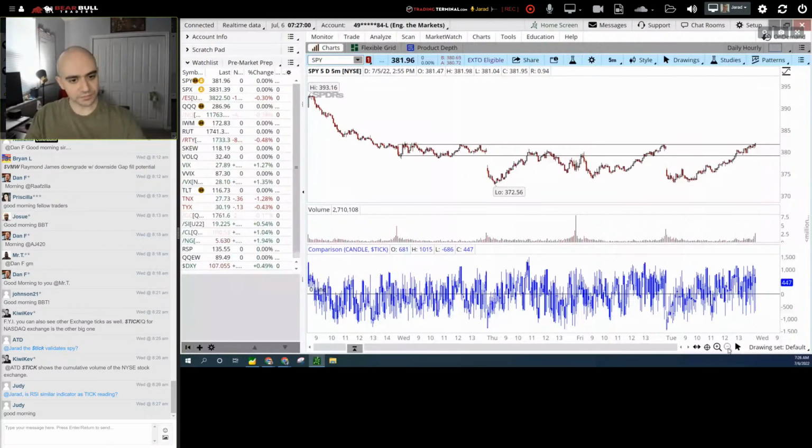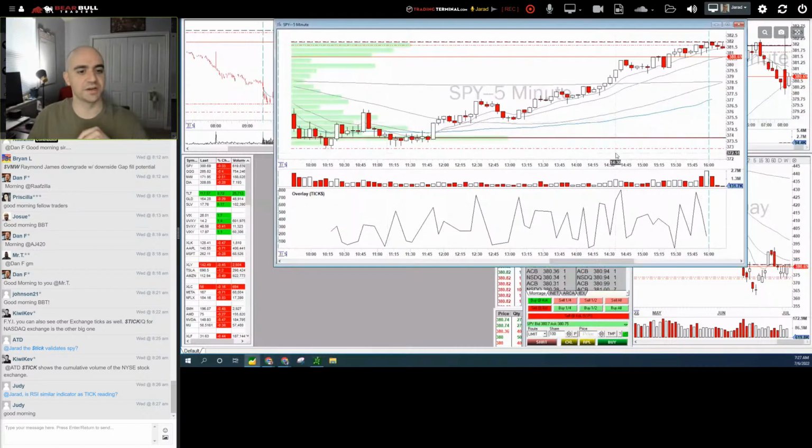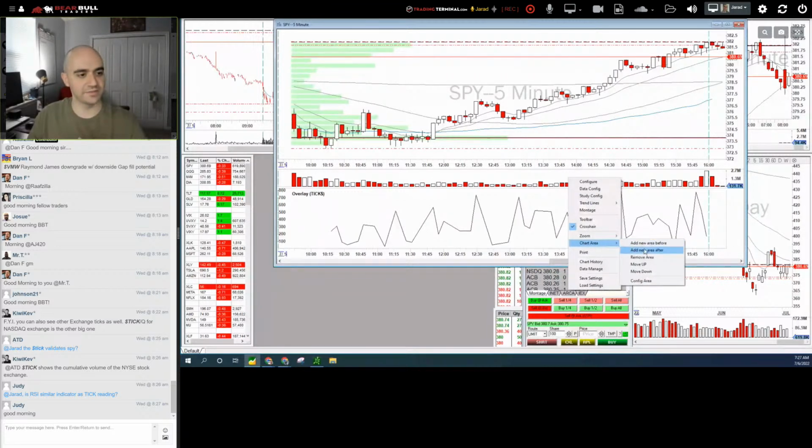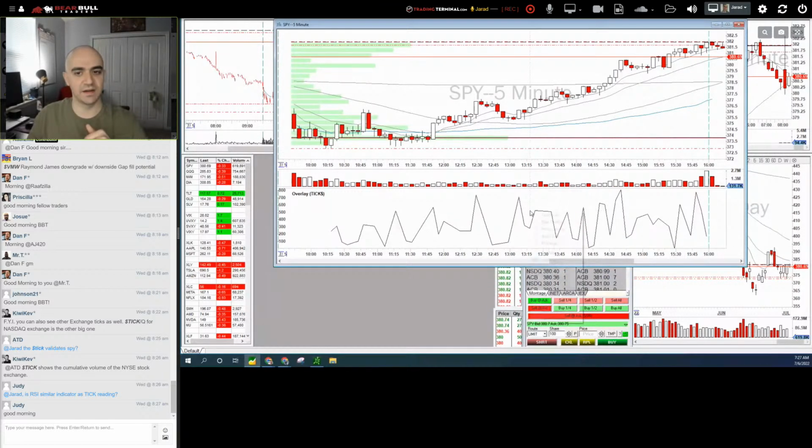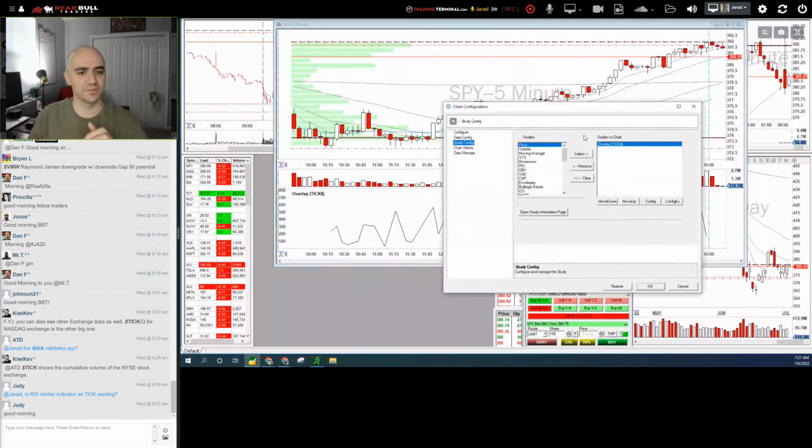Now, for DOS users, there is a way to visualize this as well. It's not going to be as concise as what's in Thinkorswim, but what I have here is a SPY chart. And what I've done is I've overlaid the tick using a new area. So for this, you would go to chart area, add new areas before or after. And inside of this area, if you're adding a new study, you'd want to add the overlay study with your tick. You'd also want to make sure to scale it appropriately.